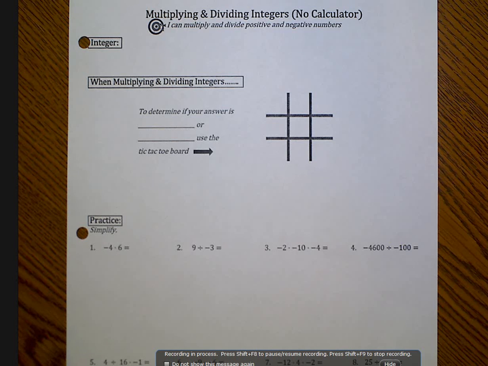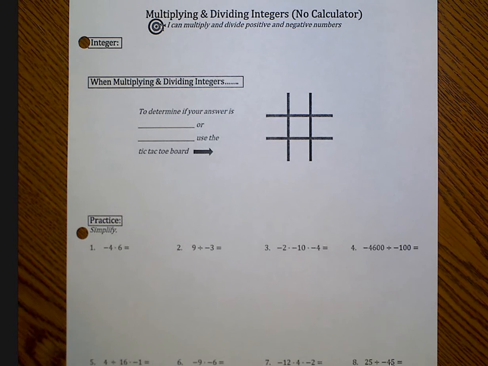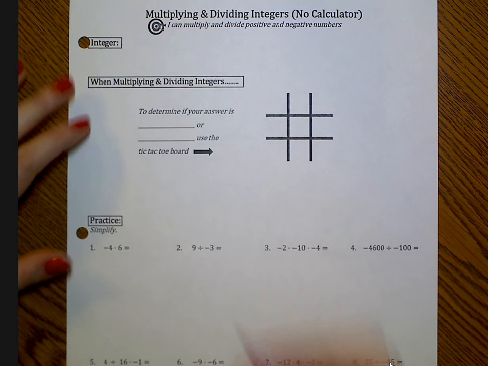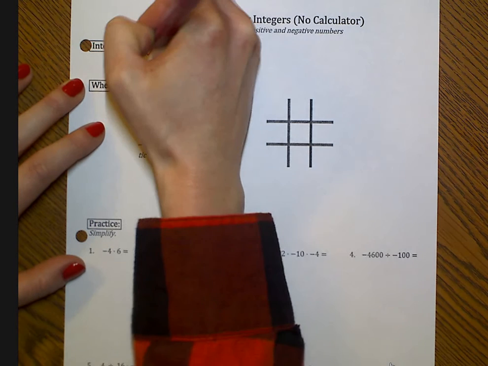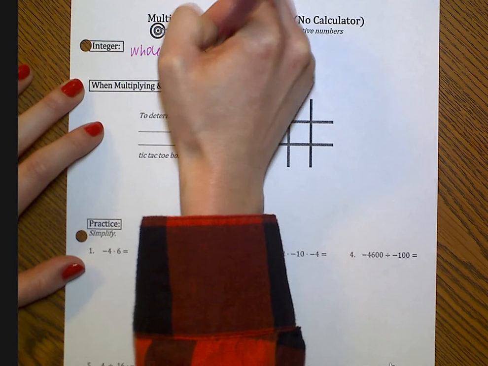For our second lesson, we are looking at multiplying and dividing integers. And notice that we're still not allowed to use a calculator. So don't cheat, be honest, can't use a calculator. We're still talking about integers, so remember that's whole numbers, positives and negatives.